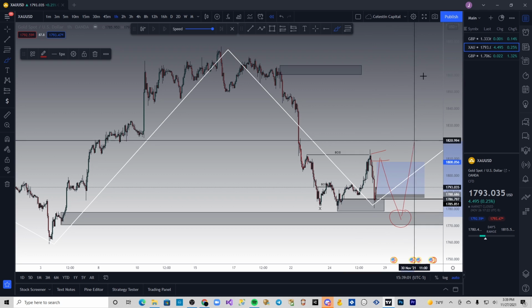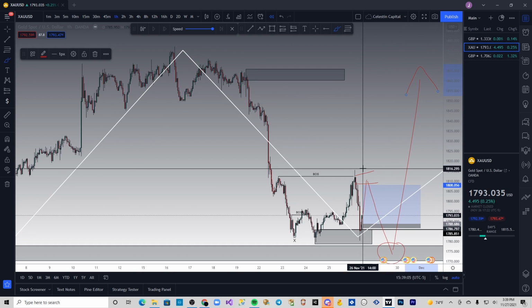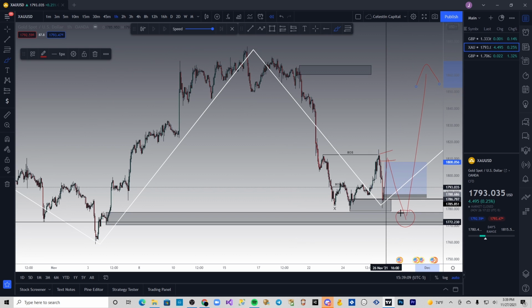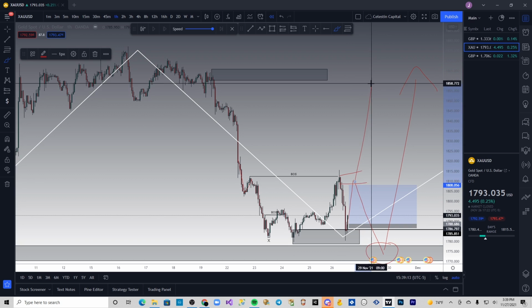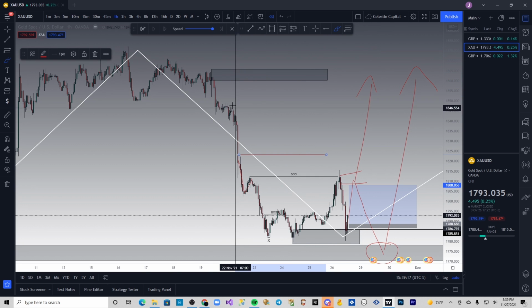So again, I'm looking for gold to be bullish this week. You can catch some sells, but I'm expecting sells only up to this demand zone right here. I may look for a sell in here, or I may just hold this buy, and this buy might just shoot through the supply zone and take out liquidity all over here.